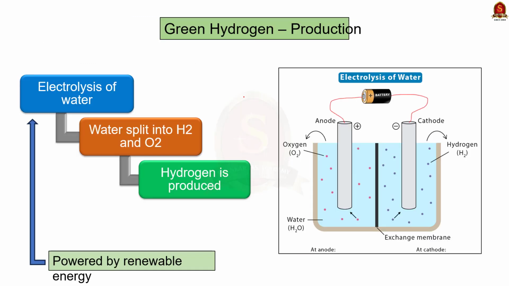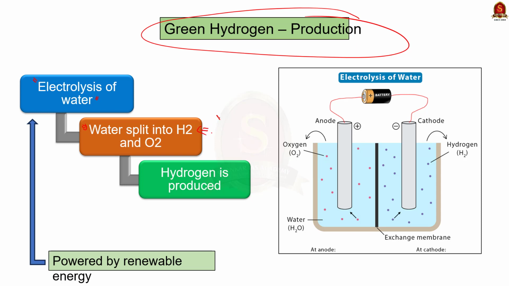Firstly, green hydrogen is usually produced from water using an electrolysis process. The electrolysis process involves the use of electricity to split compounds. With the help of electrolysis, water is split into hydrogen and oxygen. In this process, we get hydrogen. This is how hydrogen is produced using electrolysis.